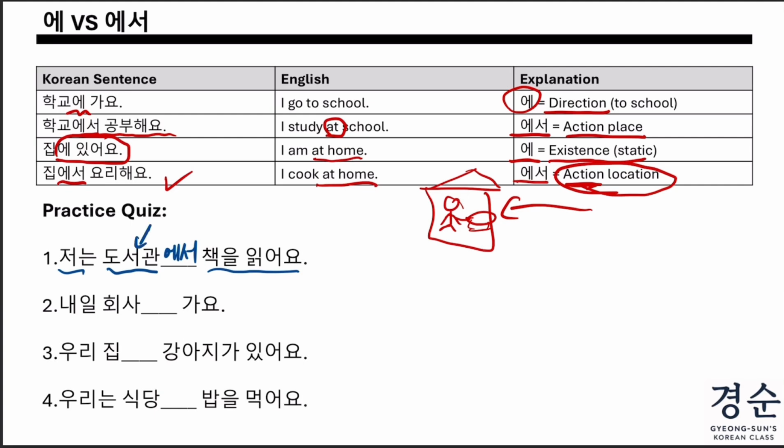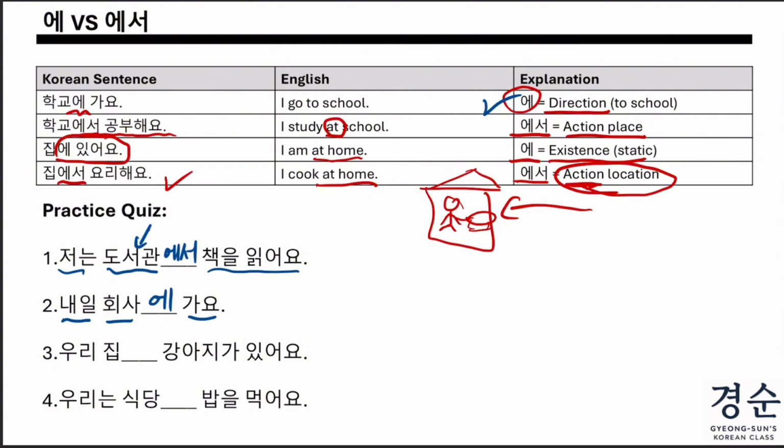Okay? And number 2, 내일 회사 가요. Okay. So tomorrow, 내일 회사, company, 가요, go to. Okay? So the answer is 내일 회사에 가요. Right? Because you are heading to, it's showing the direction.